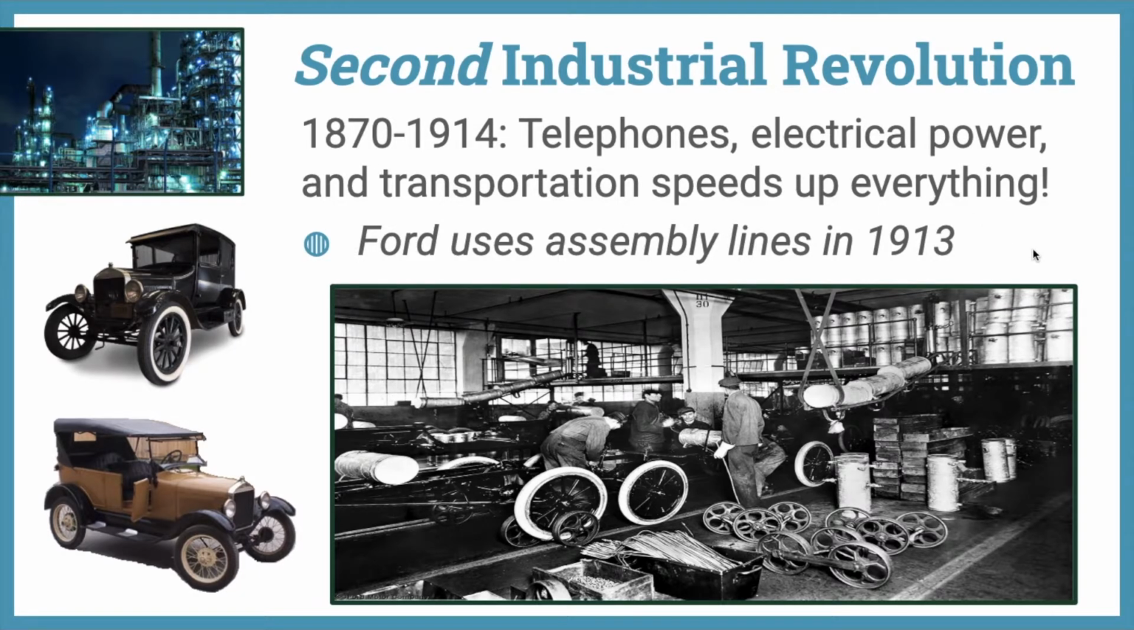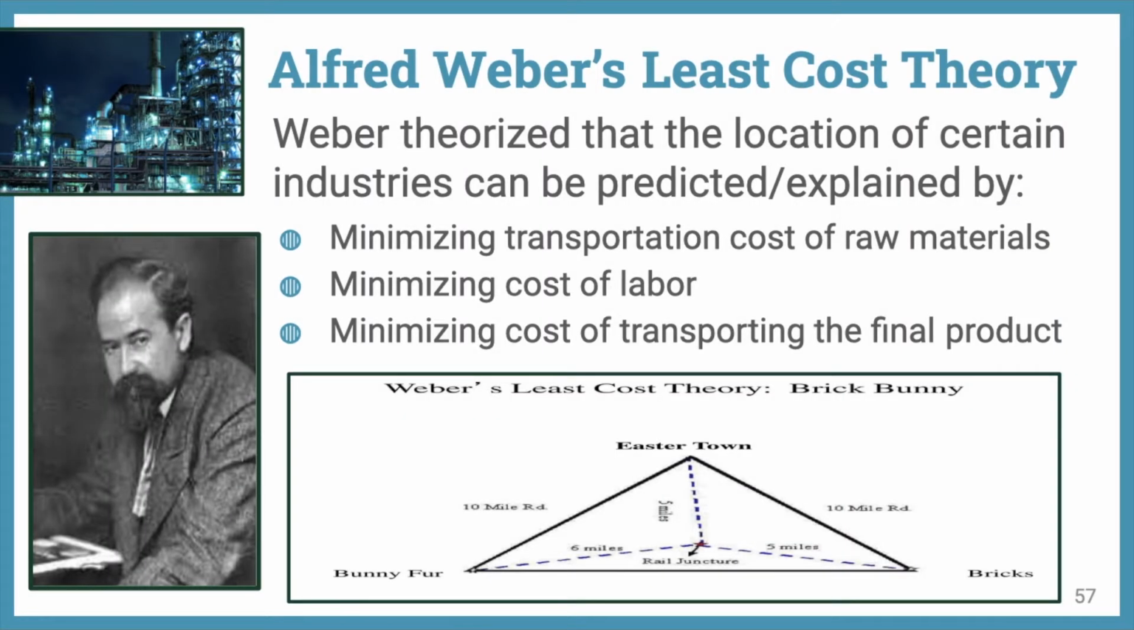And speaking of producing things at cheaper costs, this is where Alfred Weber comes in. Alfred Weber and his least cost theory help us not only predict but also understand why different industries developed in different regions.